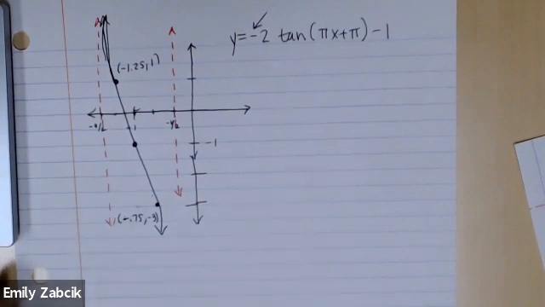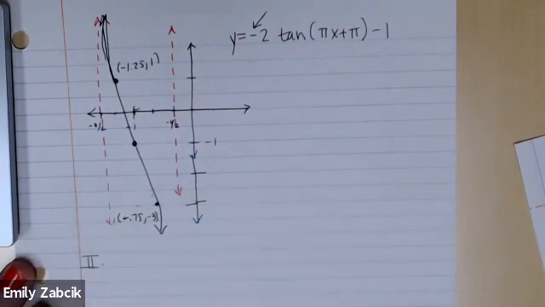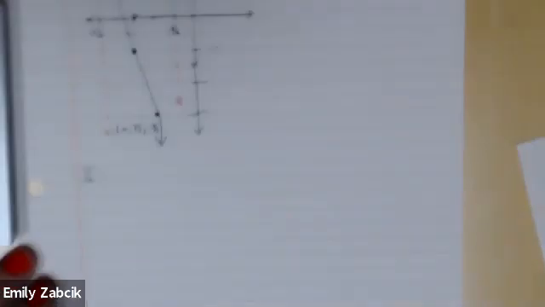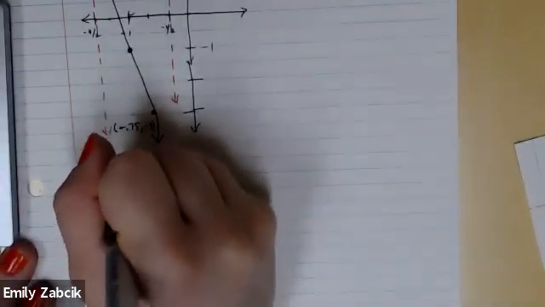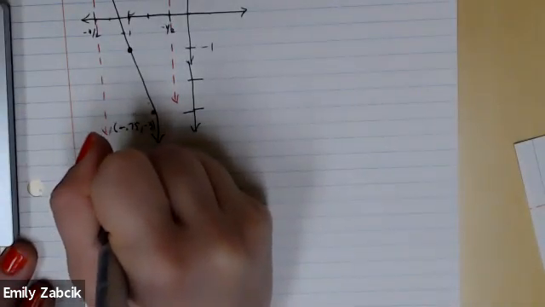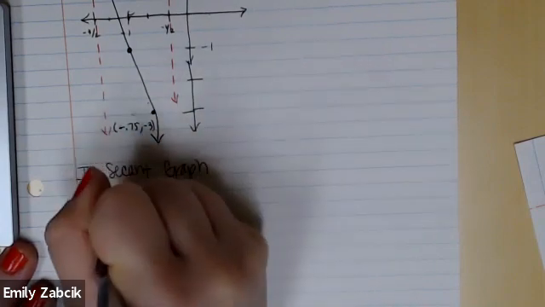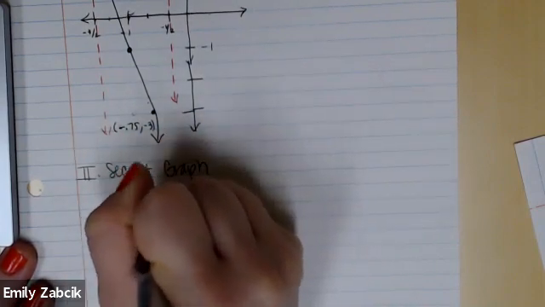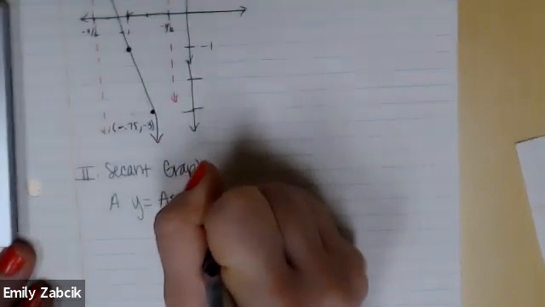Okay, let's see, where are we at in our outline? I got A, B, C. Okay, let's do part 2. And let's look at our secant graph. Okay, so I'm going to break it up into 2 here. I want to first look at y equals a secant of bx.